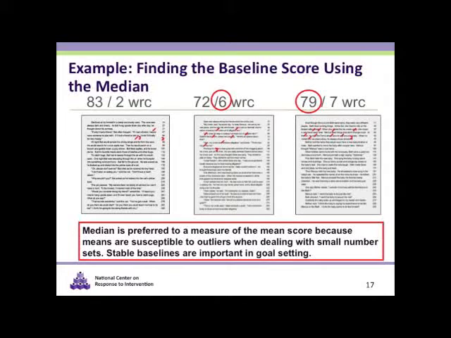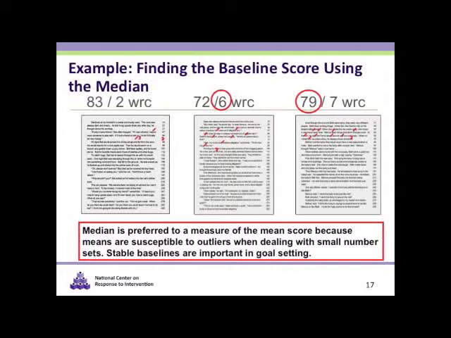Why do we use the median instead of the mean? Median is preferred to a measure of the mean score, as means are susceptible to outliers when dealing with small number sets. Stable baselines are important in goal setting. It is used when 3 scores are collected at a single data collection period, not over time. The median is taken for both the numerator and the denominator. A note, oral reading fluency is really the only measure in which 3 probes are used at benchmark and where using the median score is the norm.